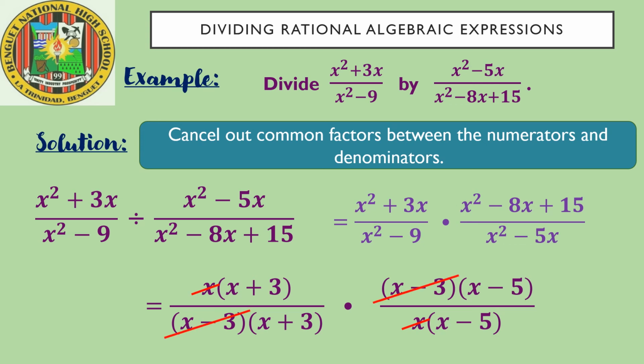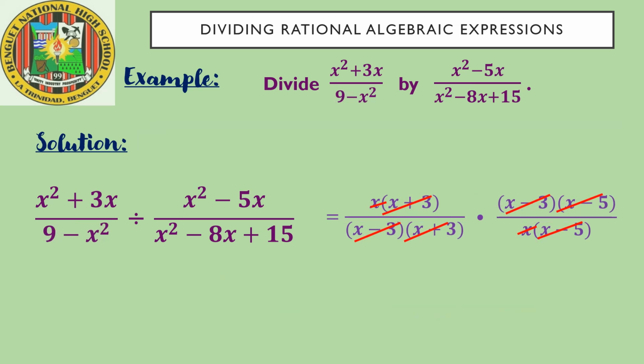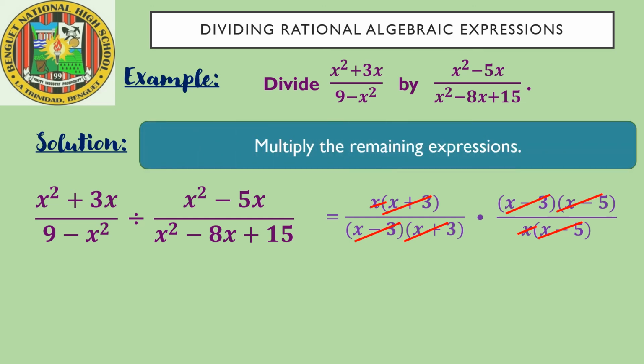Lastly, we check each RAE if there are any remaining common factors within the expression. In the first RAE, we see x plus 3, so we cancel those out. In the second RAE, we see that there is the common factor x minus 5, so we cancel that out as well. After canceling out the common factors, we multiply the remaining expressions.